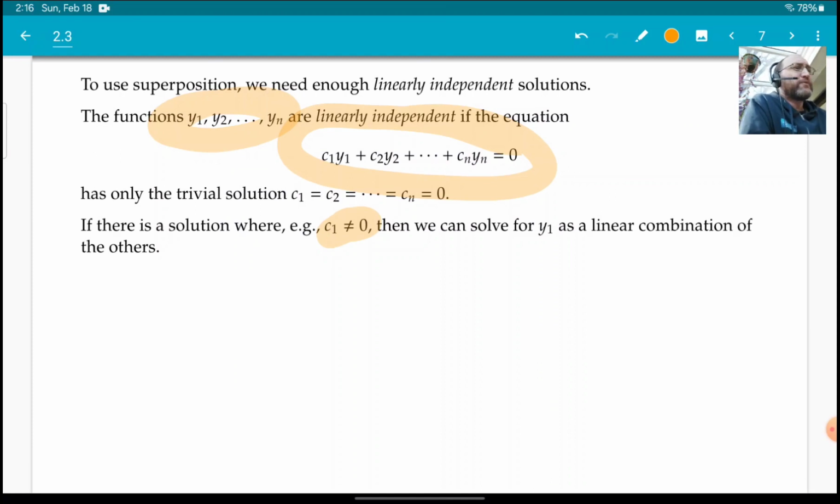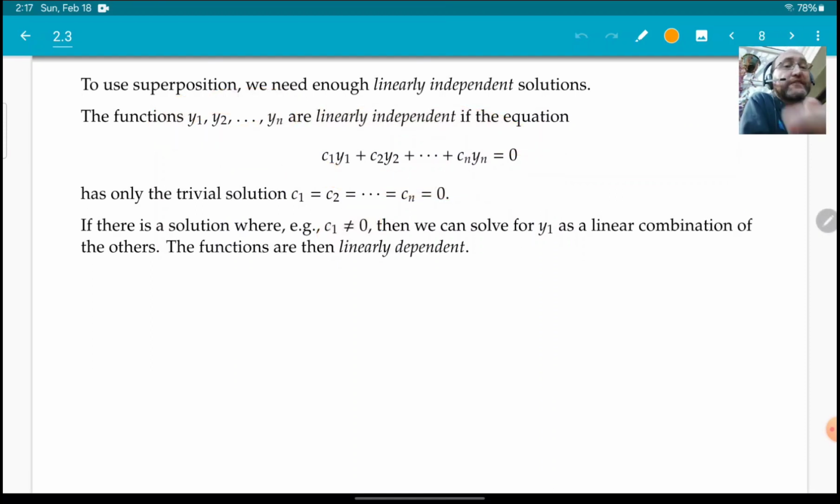So really, y1 is not adding anything to my set of solutions, because I can already get it by a linear combination of the others. So that's really why I'm interested in linearly independent solutions. I want each one to add something, to bring something new. If I have one that is a linear combination of the others, it's not really adding anything.